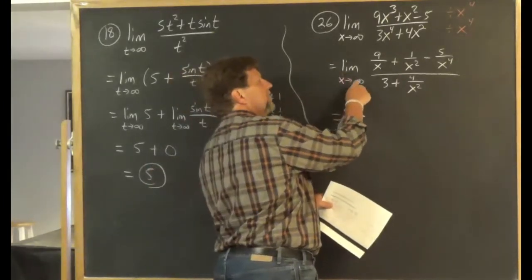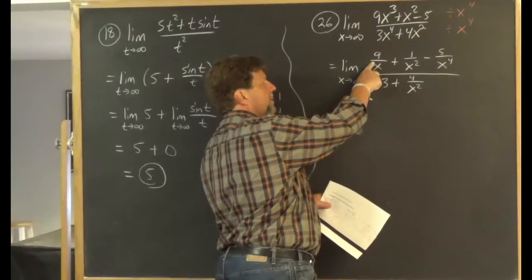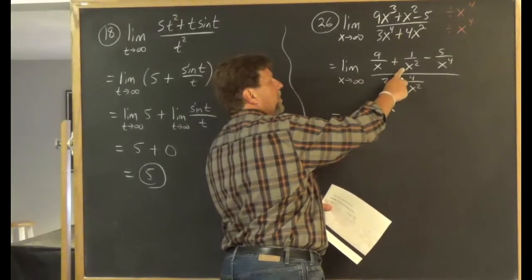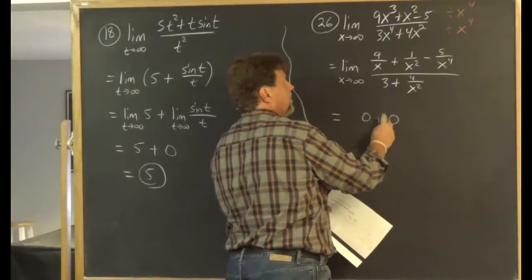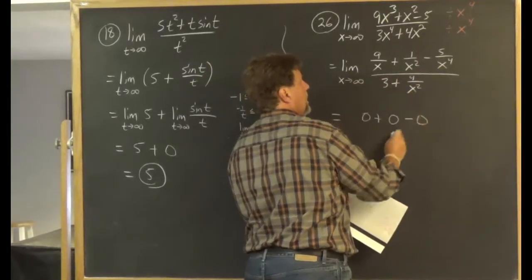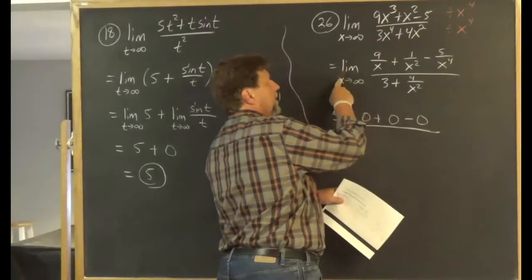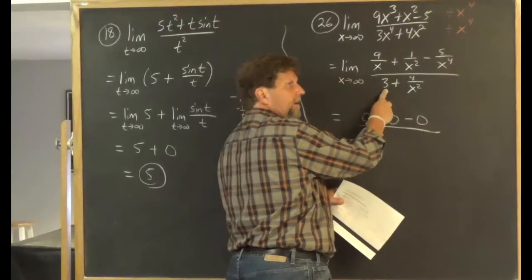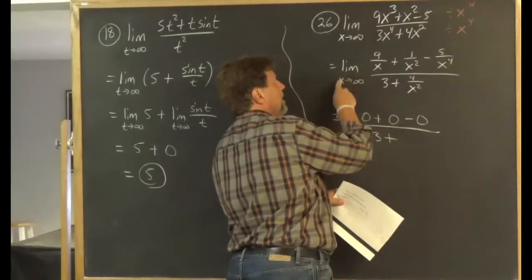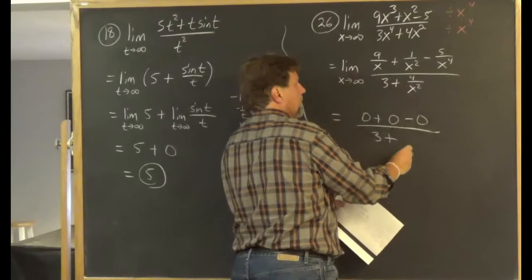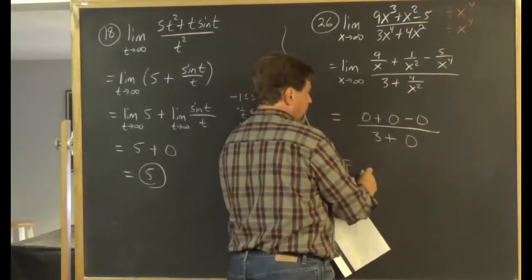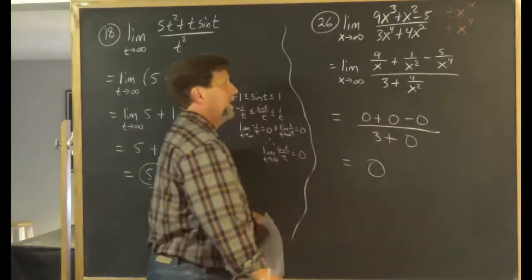The limit as x goes to infinity of 9 over x. That's 0. The limit as x goes to infinity of 1 over x squared. That's 0. The limit as x goes to infinity of 5 over x to the fourth. That's 0. The limit as x goes to infinity of 3. Well, the limit of a constant is the constant, so it's 3. And the limit as x goes to infinity of 4 over x squared is 0. So you get 0 plus 0 minus 0 over 3. You get the limit to be 0.